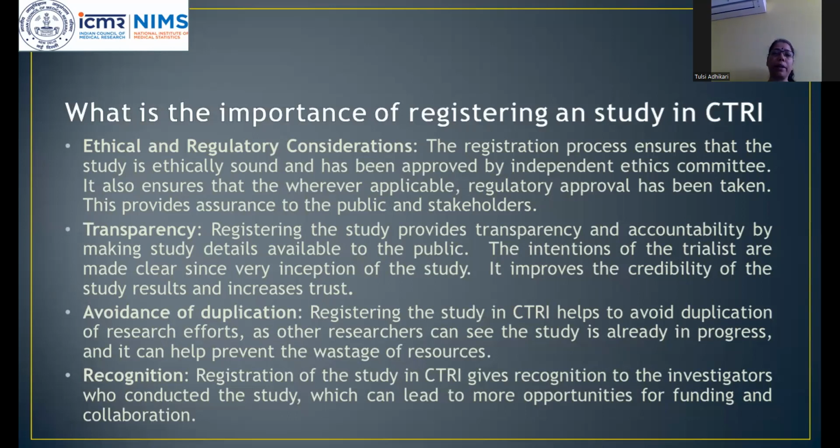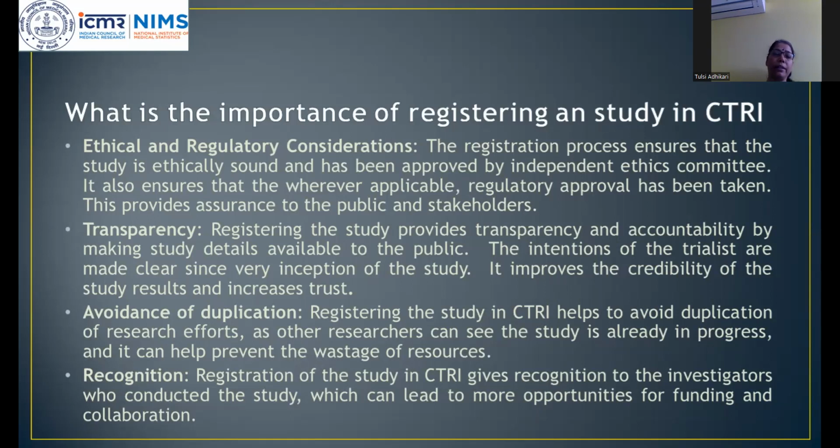And then the second importance is transparency. Registering the study provides transparency and accountability, because when entering the trial, you give the contact details of the trialist, contact details for any public query, and contact details for any scientific query. So it gives accountability by making study details available to the public, and the intentions of the trialist are made clear from the very inception of the study, to improve the credibility of the study results, and it increases the trust also.